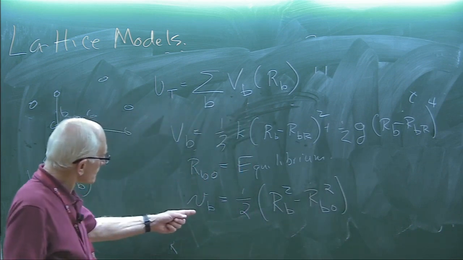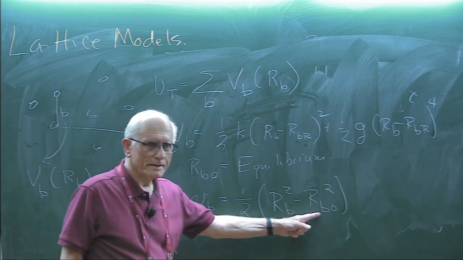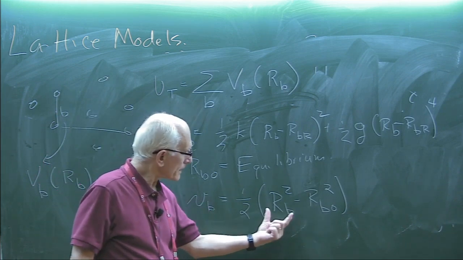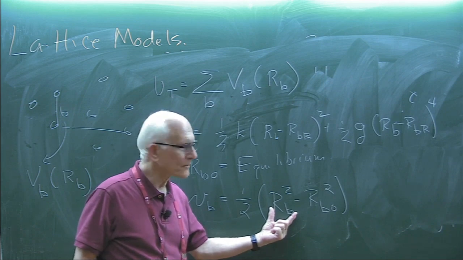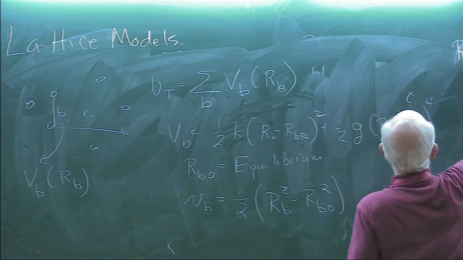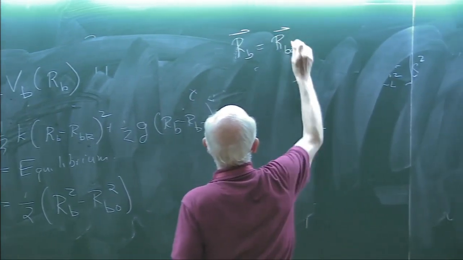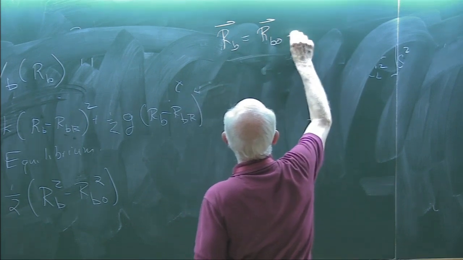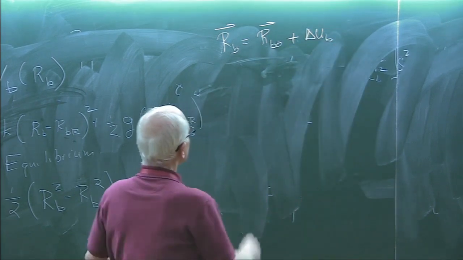So this is clearly something that goes to zero when R_B equals R_B0. It has the advantage that it's a perfectly nice analytic function of R_B. So we're going to set the vector R_B itself equal to the vector R_B0 plus a delta U_B. What do we mean by that?